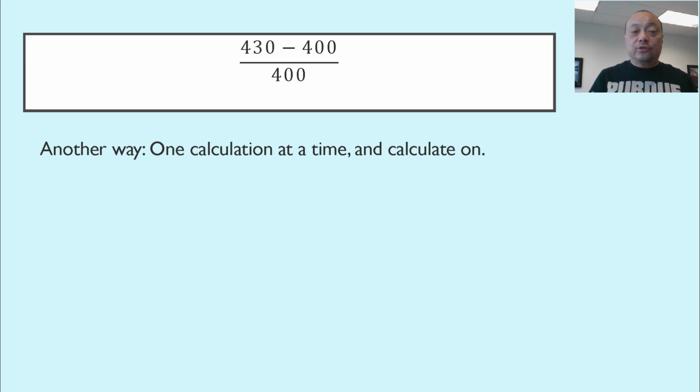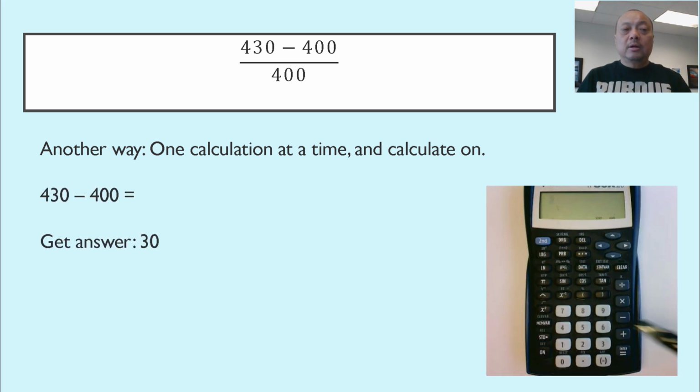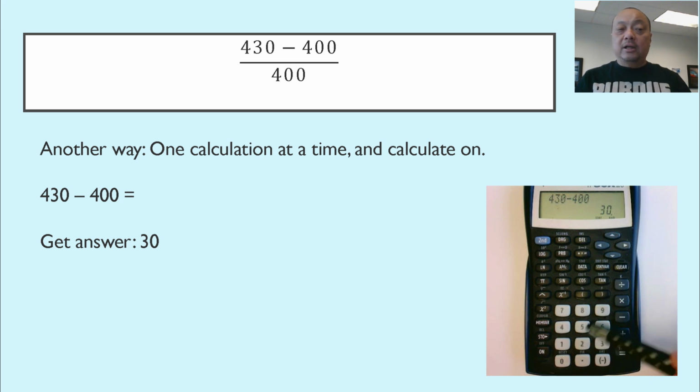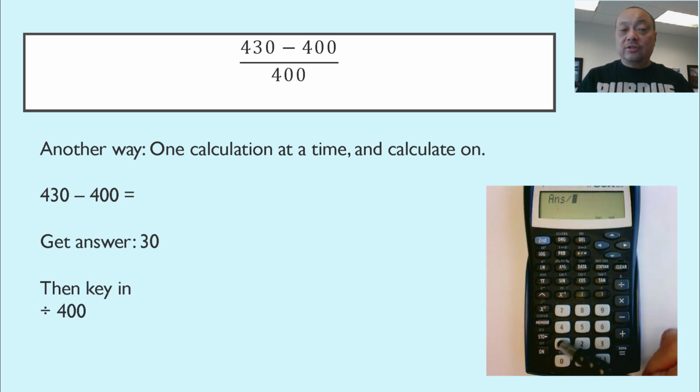Another way is to also do one calculation at a time, but calculate on from one step to the next. Like this. 430 minus 400 equal. Get the answer of 30 on the screen. Now, instead of typing in 30 again, just leave it on the screen and calculate on. While the number 30 is on the screen, I key in divide 400.